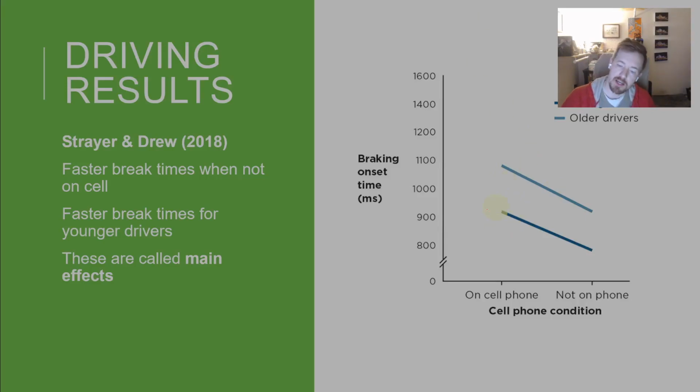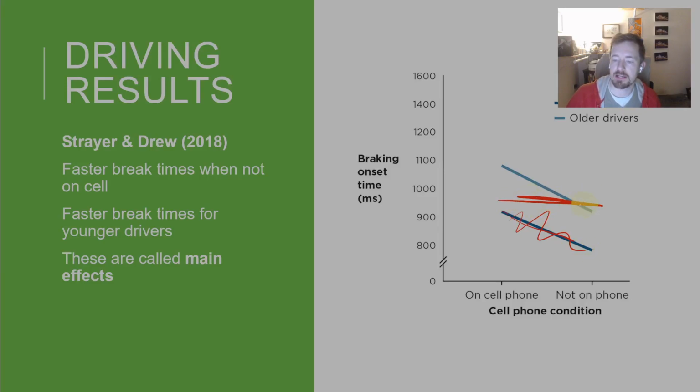The main effect is whenever you look at the condition and you see that there is a difference here and there is a difference here, but they're both differences. If we had something that looks like, so don't pay attention to this line right here.